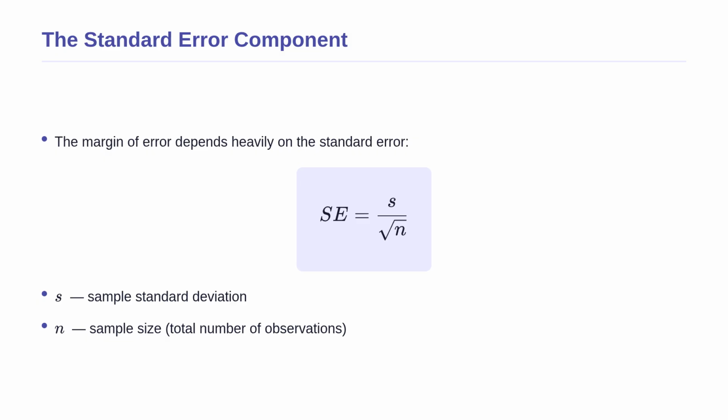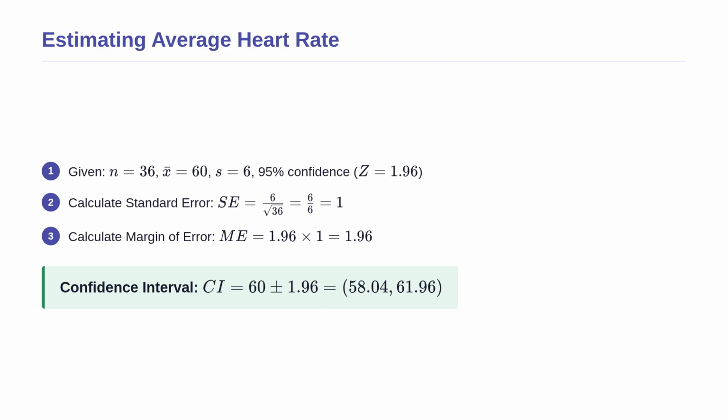Notice that N is in the denominator. This means that if we increase our sample size, the standard error becomes smaller. A smaller standard error makes our confidence interval narrower and much more precise. Let us put this formula to work with a concrete example.